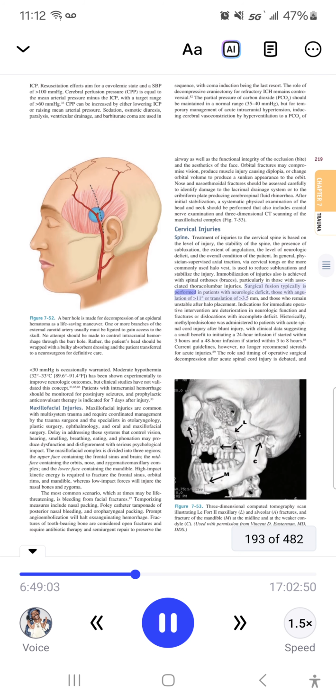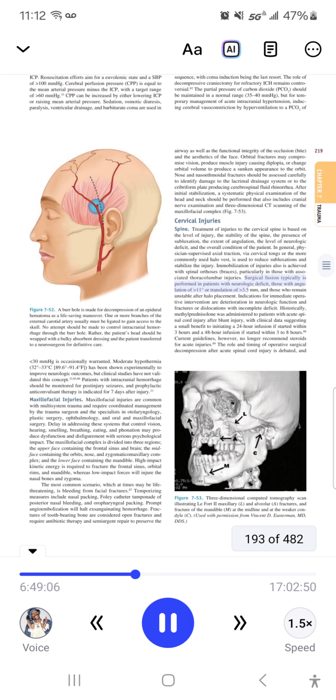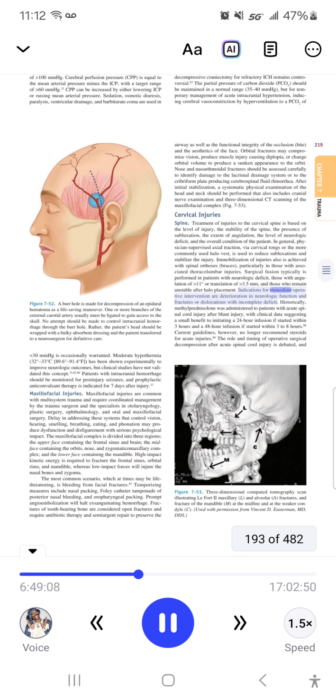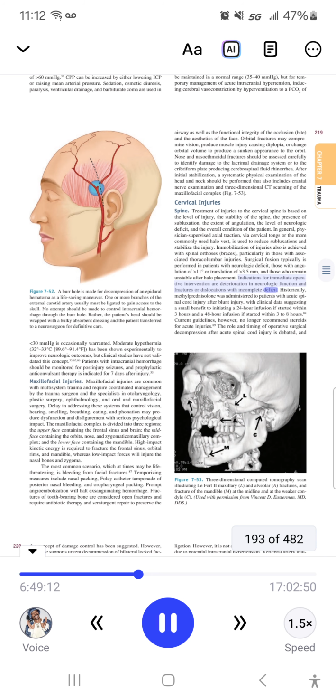Surgical fusion typically is performed in patients with neurologic deficit, those with angulation of 11 degrees or translation of 3.5 mm, and those who remain unstable after halo placement. Indications for immediate operative intervention are deterioration in neurologic function and fractures or dislocations with incomplete deficit.